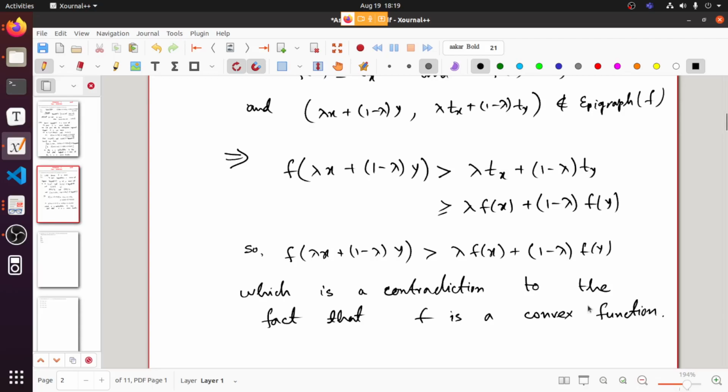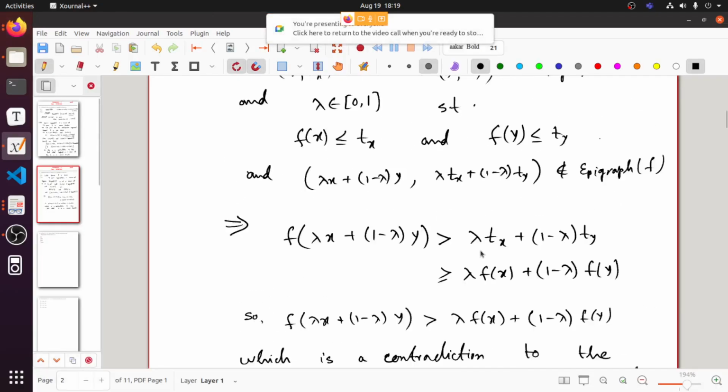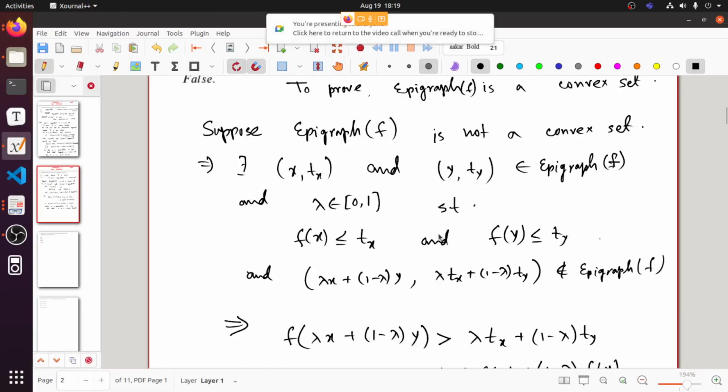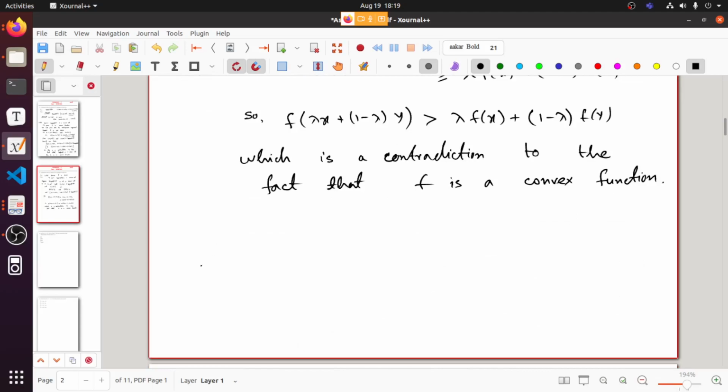So what is the assumption? We have come up with a contradiction, so our assumption should be wrong. We have assumed that epigraph is not a convex set. So this is wrong, right? So what is the conclusion? Epigraph of f is a convex set. Right? Is this fine?